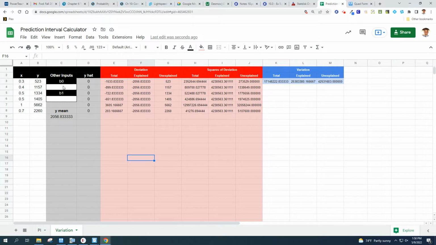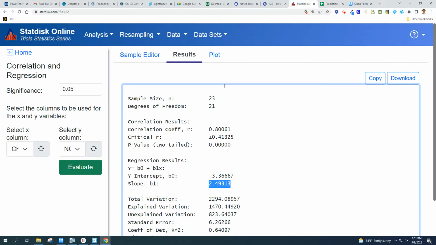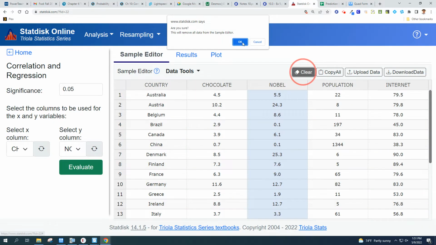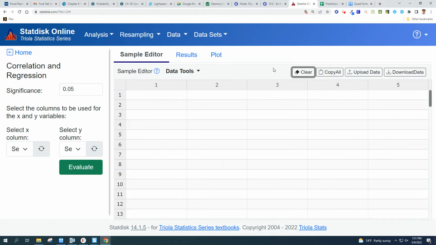All right, but you should notice that some stuff's missing here. We need B0 and B1. So if we need B0 and B1, we're going to have to do a linear regression. You can either do that on StatDisk or you can do that on your TI. You'll need to enter these numbers in though. If you're using a TI, you'll do L1 and L2 and do a linear regression. Or if you're using StatDisk, let's clear out our numbers and we can type them in.